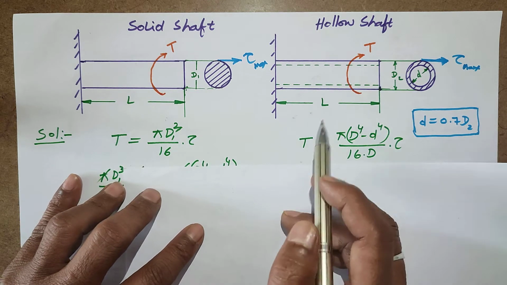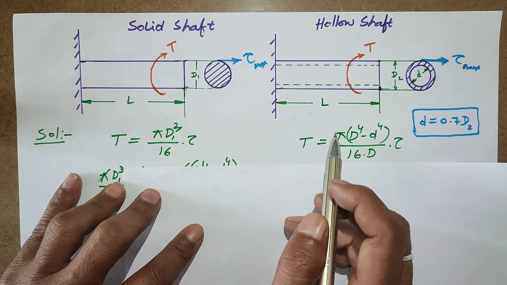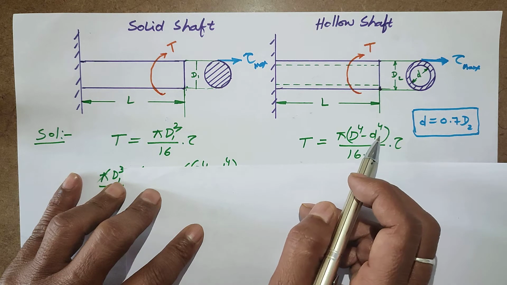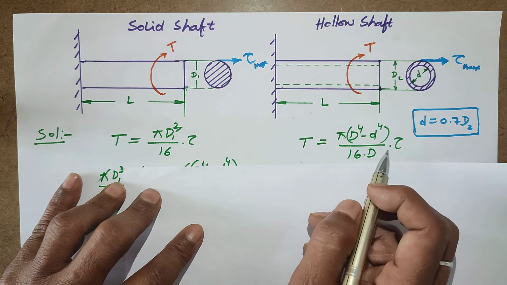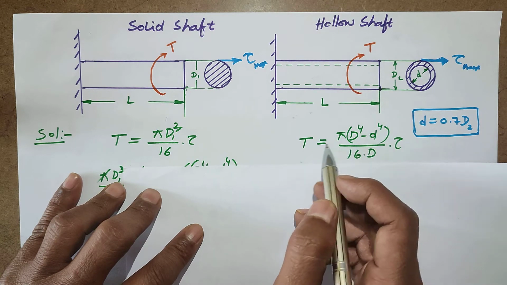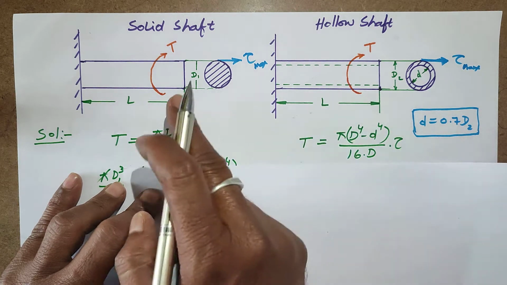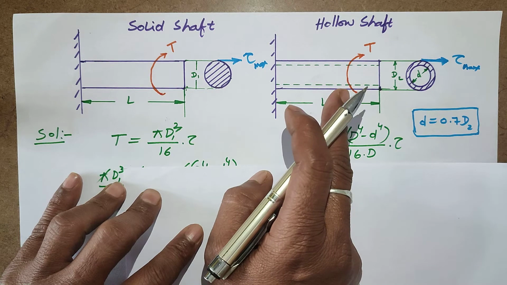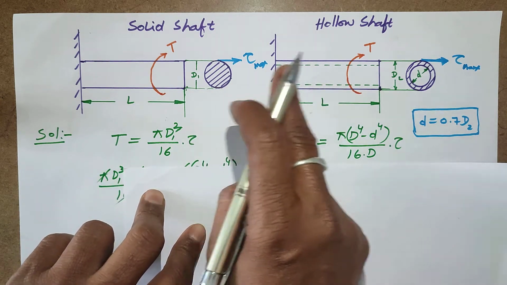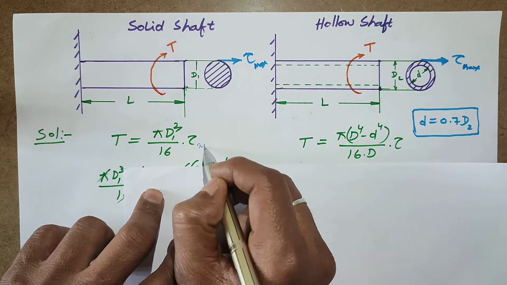And for the other shaft, the hollow shaft, it is pi times D2 power 4 minus small d power 4, divided by 16 D2, into tau. It is the torque developed by the hollow shaft. So in both cases, the torque developed by these two shafts is the same, and it has the same maximum shear stress.